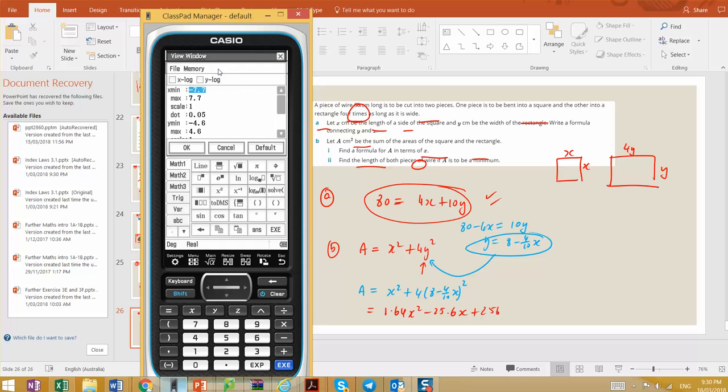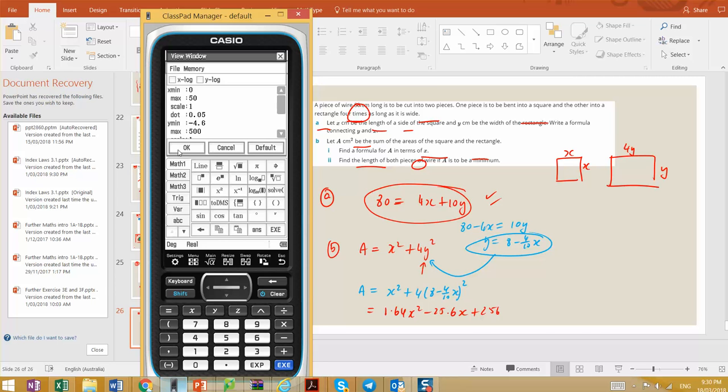For the square, we need 4 lots of x. So we'll go 4 times 7.805. We get 31.22. So the square is 31.22 centimeters.